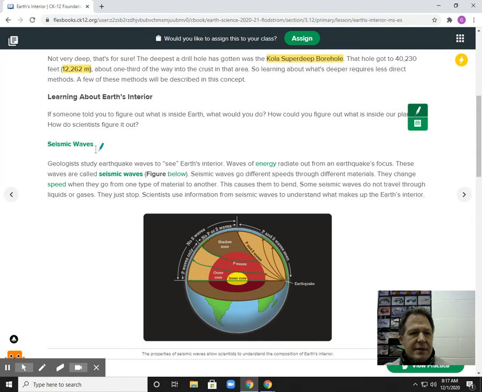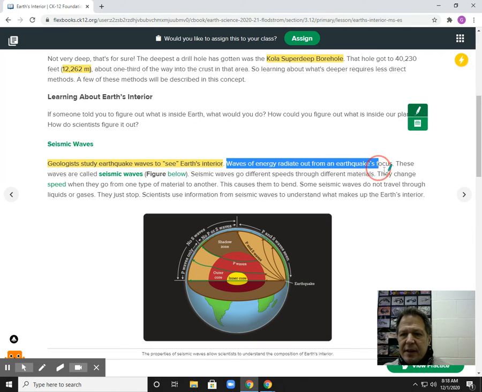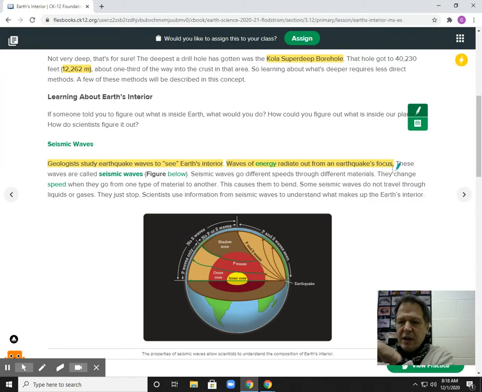Seismic waves. If you know anything about seismic waves, they are released when there's an earthquake. So scientists study earthquake waves to see the Earth's interior. The waves of energy radiate out from the earthquake's focus. The focus is wherever the earthquake occurs, the actual place where the slippage occurred.